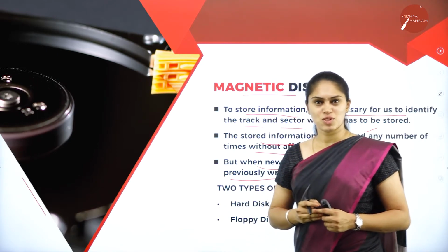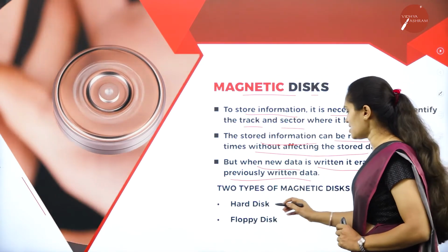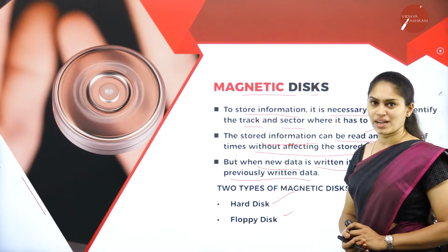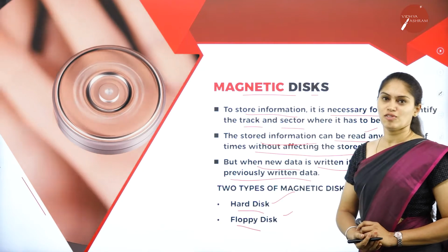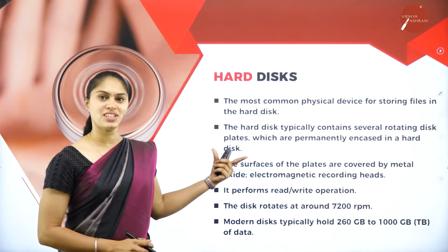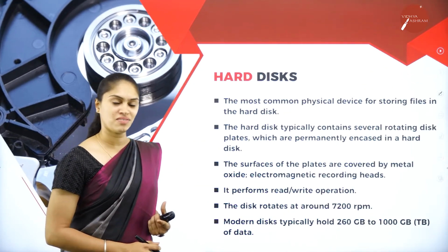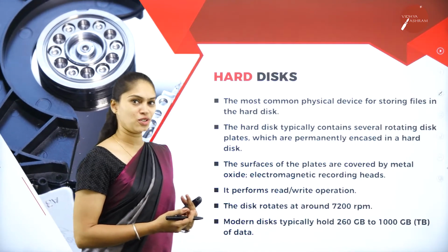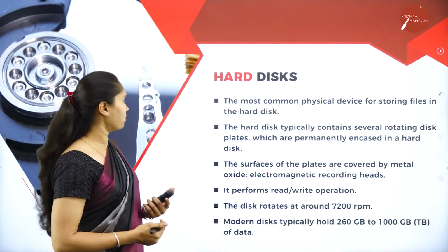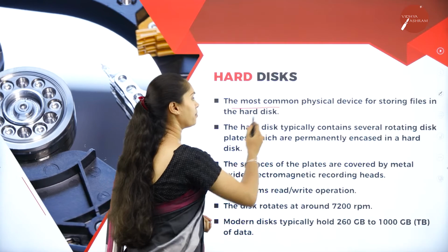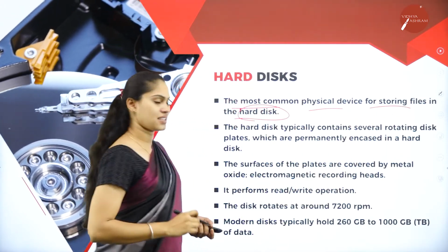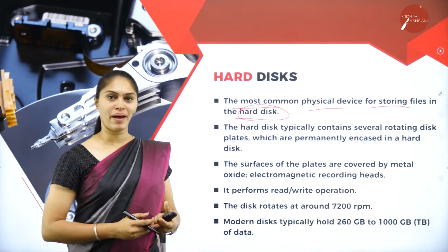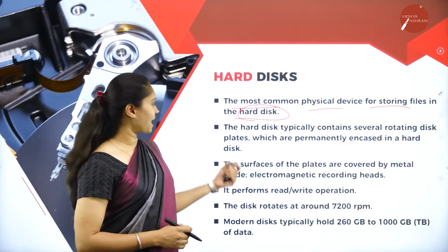Then what are the types of magnetic disk we have? That is the hard disk and the floppy disk. So we'll see what a hard disk is and what a floppy disk is. When it comes to the hard disk, it is the fastest and it will store a large amount of data. It is the most common physical device for storing files. So it has a high capacity and high storage ability.